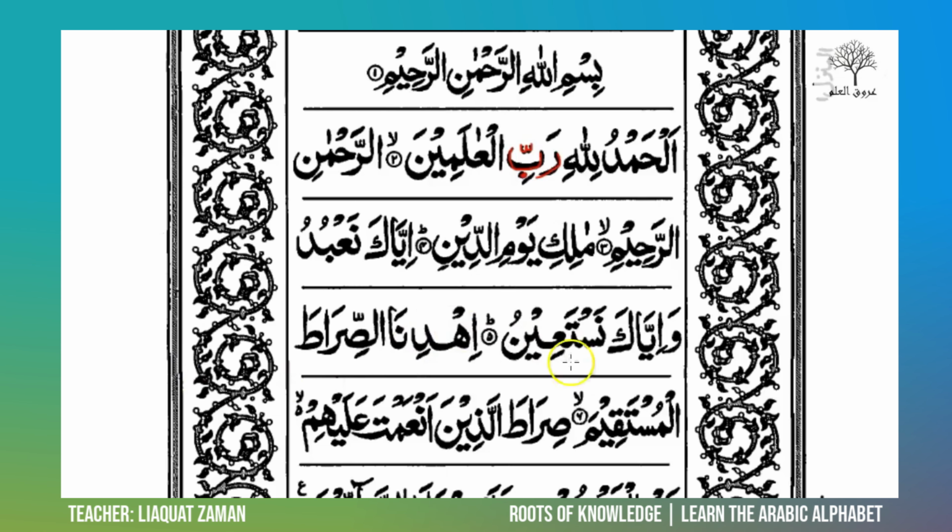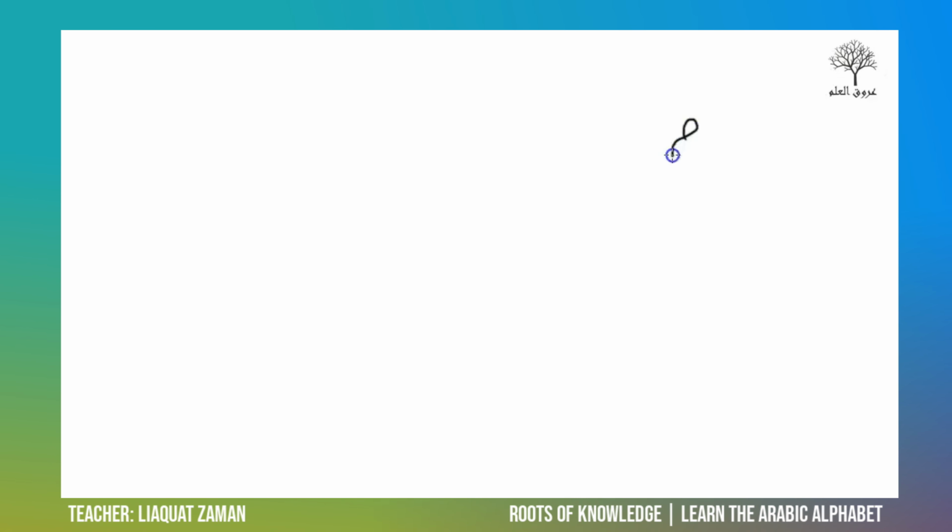Then remember, we're trying to understand Surah Al-Fatiha here. So here, notice there's an E, and there's a Ya there, there's a Ka, and the Ya has a Shadda on top. So that Shadda represents two letters. So we pronounce it Iyaka. Say it with me. Iyaka. Right, let's try another example then.